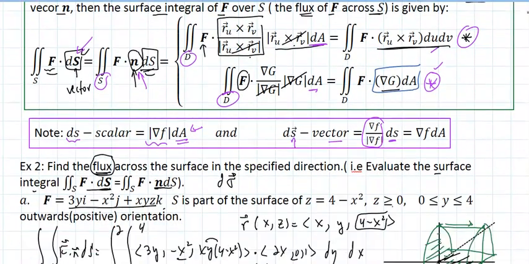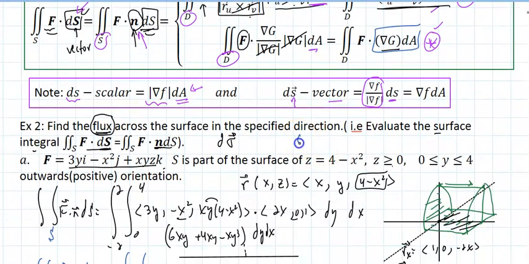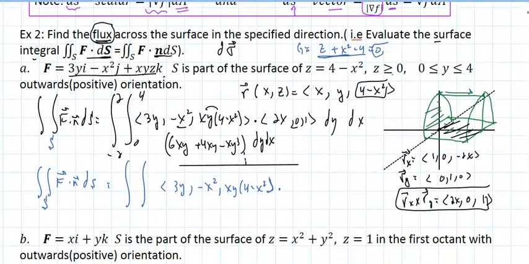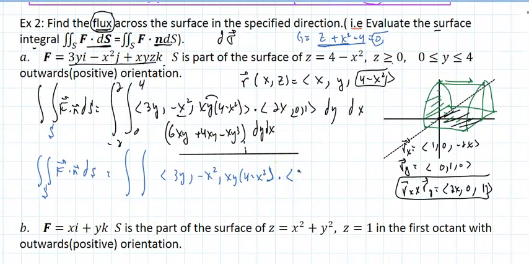All I have to do is get this to be z plus x squared minus 4 equals 0. Make sure you get a 0 on one side. That's your g. And take the gradient of that. What's the gradient of that? The gradient of that would be 2x, 0, and a 1 dA.